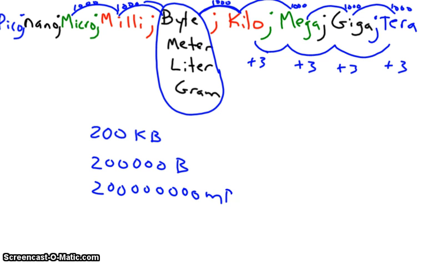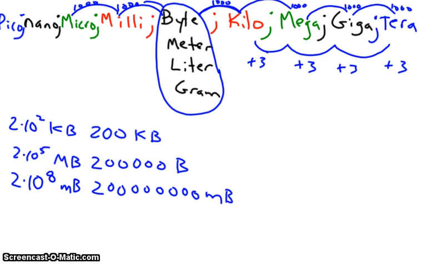So I've got my 5 zeros, and I'm going to add 3 more zeros to get to millibytes. If I want to put that in scientific notation, then that would be 2 times 10, and add the zeros: 1, 2, 3, 4, 5, 6, 7, 8. Times 10 to the 8th millibytes. Where this was 2 times 10 squared kilobytes, and this is 2 times 10 to the 5th bytes. Now, all three of those are equivalent numbers: 2 times 10 squared kilobytes, 2 times 10 to the 5th bytes, and 2 times 10 to the 8th millibytes.